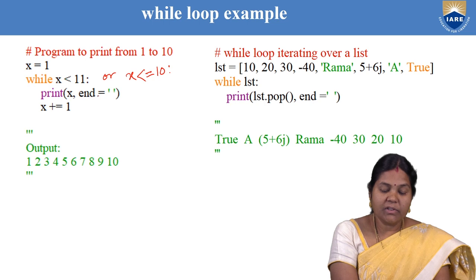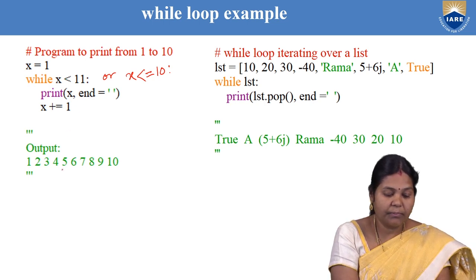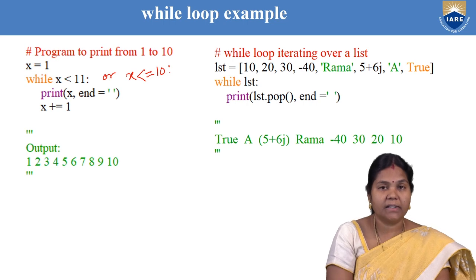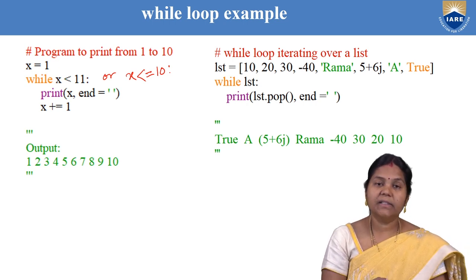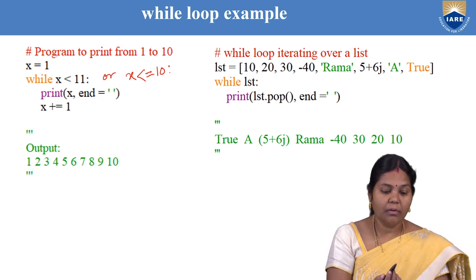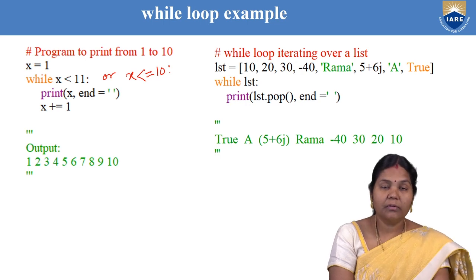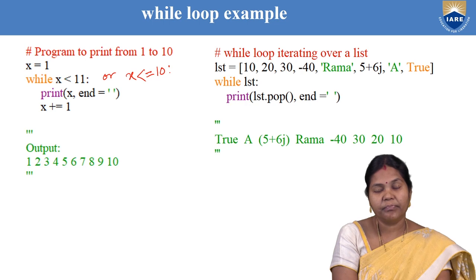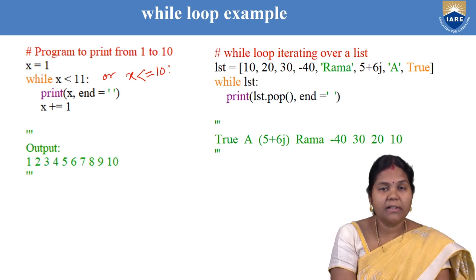So first we print the value of x. Initially the value of x is 1, so 1 will be printed. Then x is incremented by 1, so x becomes 2 next time. Again it will check the condition that 2 is less than 11. If it is true, then 2 will be printed. Then x becomes 3. Again the condition is checked. 3 is less than 11, so 3 will be printed. And this process is repeated. When x reaches 11, the loop is going to stop.